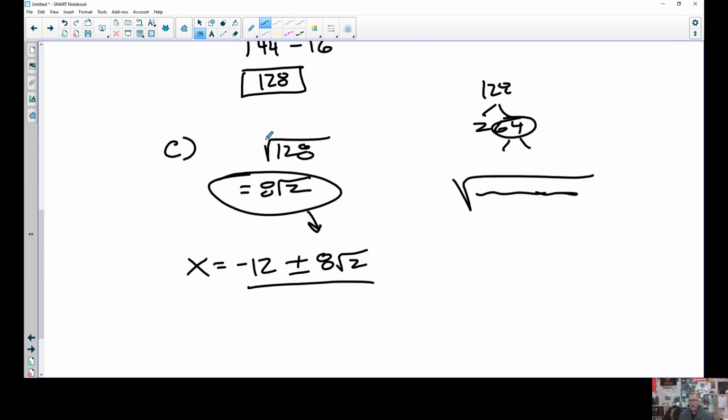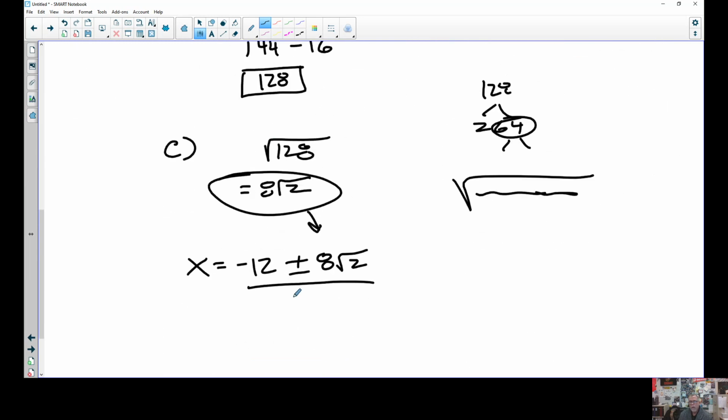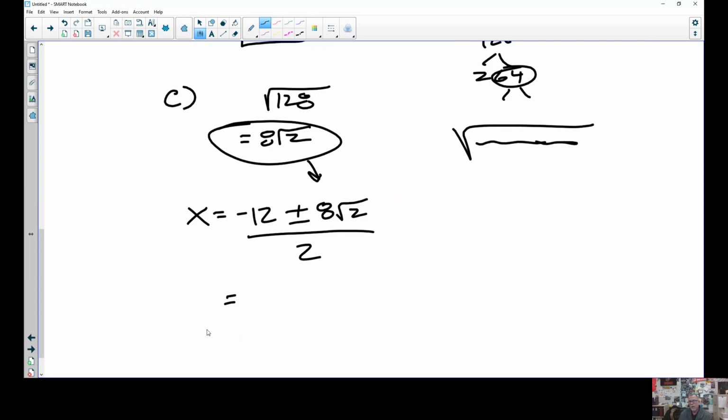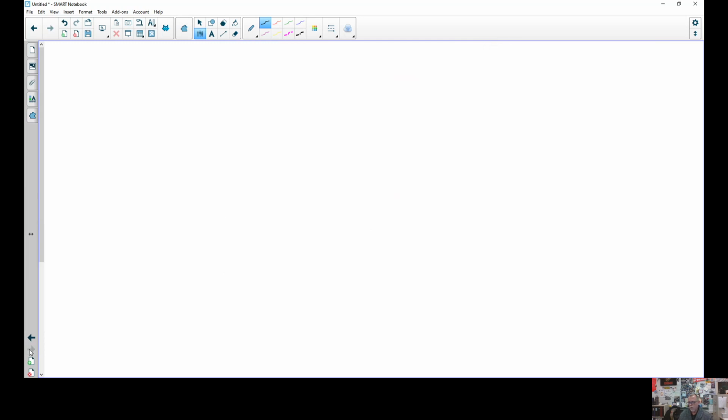Now life looks easier. And then on the bottom is 2a. Well, a was 1, so that's just 2 on the bottom. So now what do I do? I simplify this. I can take a 2 out of everything, right? 2 divides into negative 12, negative 6 times. Plus or minus 2 divides into this. It makes it 4 root 2. And I have my solution. That is the exact value of the solutions. Those are my 2 irrational roots that we were looking for. All right, I would do this every time I do quadratic formula. All right, if we're doing another one with A, B, and C.